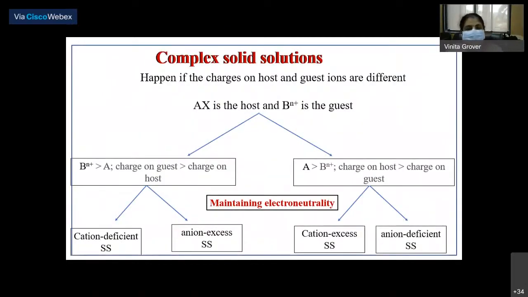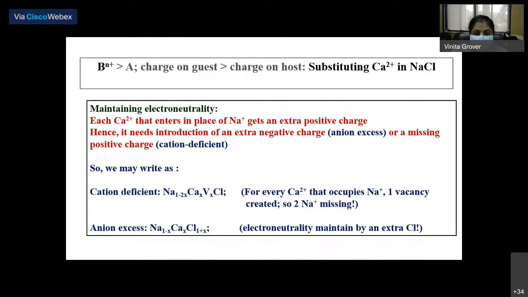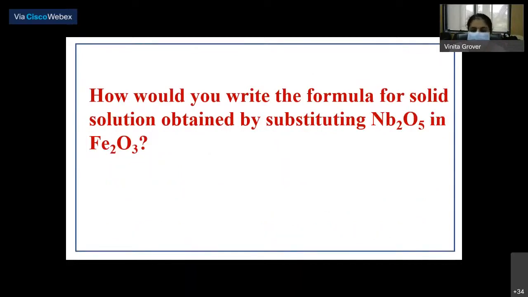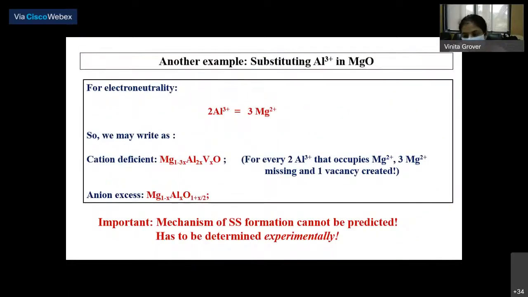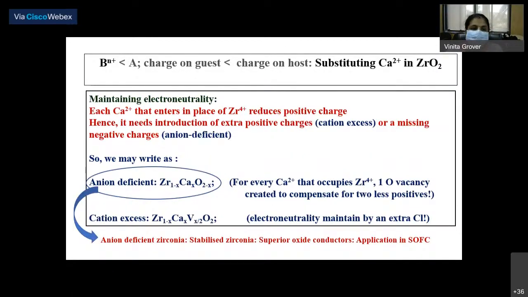Complex solid solution, we also did some examples wherein we studied what will happen if host and guest ions have different charges. And we studied a particular case where the charge on the guest would be greater than the charge on the host. In that case, we are expected to get cation deficient solid solution and anion excess solid solution. And we also did an example. I hope you tried to work it. And the important thing is that the mechanism of solid solution, whether it is cation excess, anion deficient, or vice versa, cannot be predicted. That has to be determined experimentally.